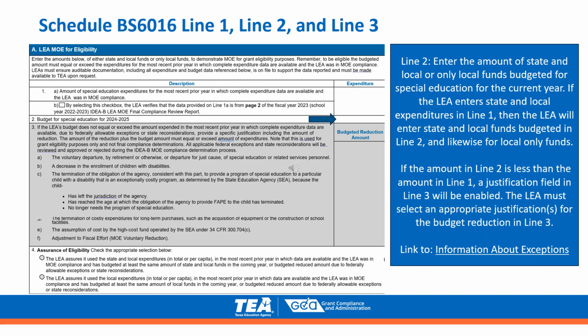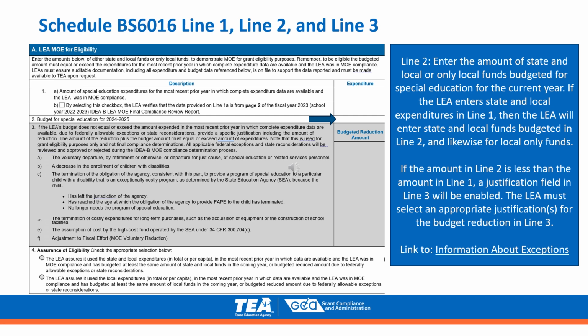For line 2 on the schedule, this is where you're reporting the current school year's expenditure amount for the services to special education students for the current school year. If you are reporting local only total and per capita for the most recent prior year's expenditure amount in line 1A, you also need to be using local total or per capita for the expenditure amounts for the current school year.